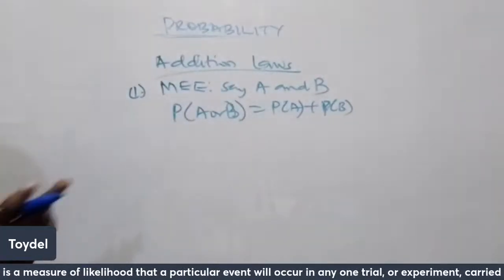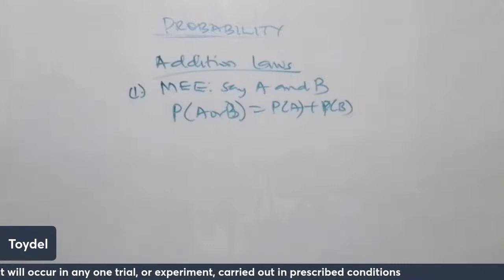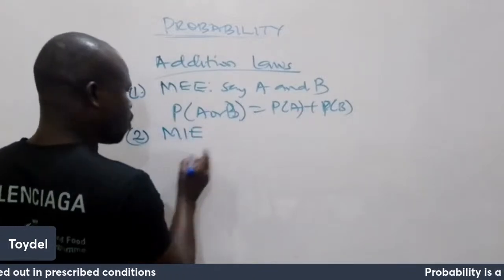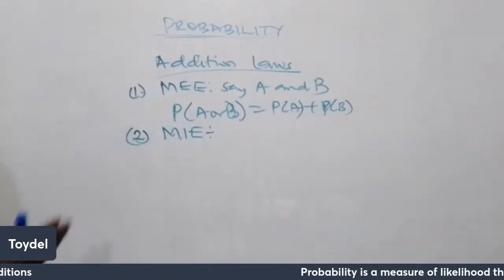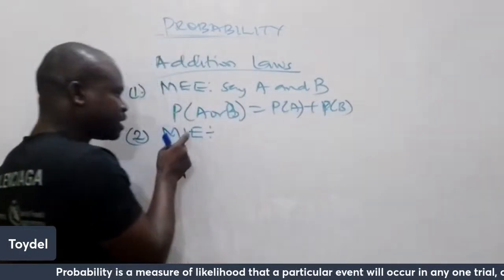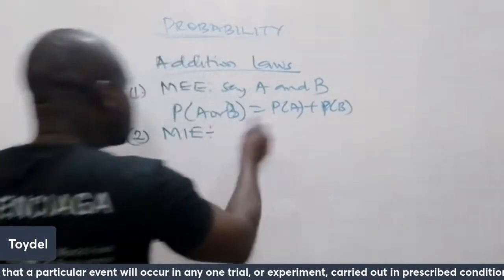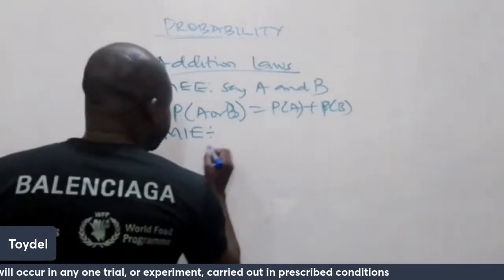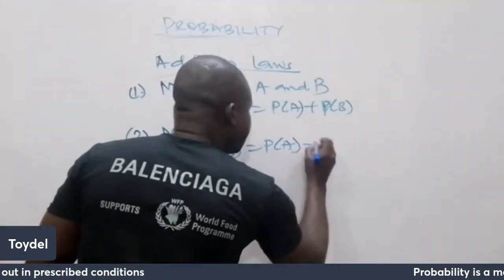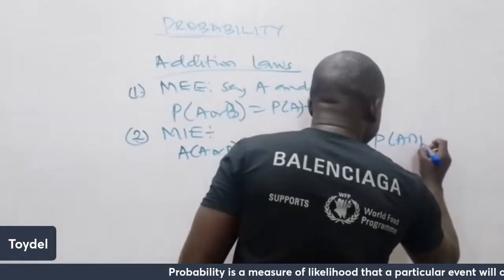Under the addition law, there are two that we consider: mutually exclusive events and mutually inclusive events, or mutually non-exclusive events. If the two events A and B are mutually exclusive, the probability of A or B will be this. But when they are mutually non-exclusive or mutually inclusive events, the probability of A or B will now be the probability of A plus the probability of B minus the probability of A intersection B.